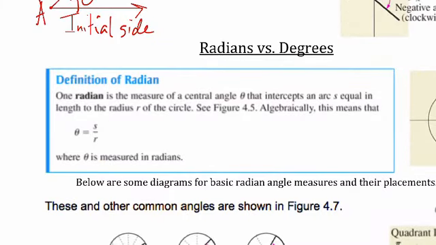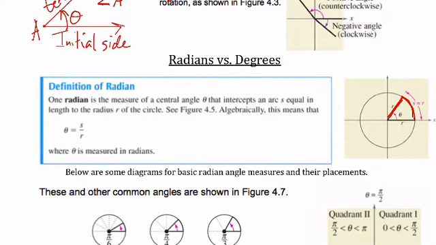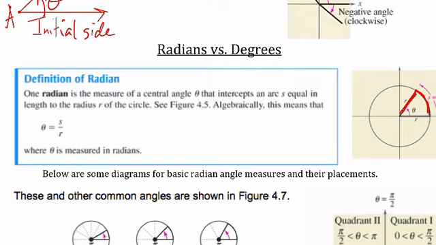1 radian is the measure of a central angle theta that intercepts an arc s equal in length to the radius r of the circle. So, example, here's this measure here. If this is the radius r, the length of this arc right here is also r. That's how a radian is defined. Now to calculate radians, theta, the angle measure in radians, is s divided by r. So the length of that arc divided by the radius, and again we're measuring that in radians.